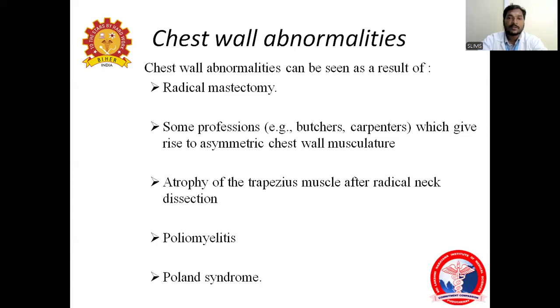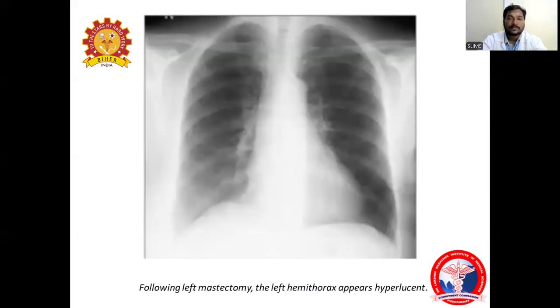There is also atrophy of the trapezius muscles after radical neck dissection, leading to unilateral hypolucency, as well as acute infective causes affecting the chest wall like poliomyelitis, or congenital syndromes that are associated with muscular atrophy or dystrophy, as in Poland syndrome.